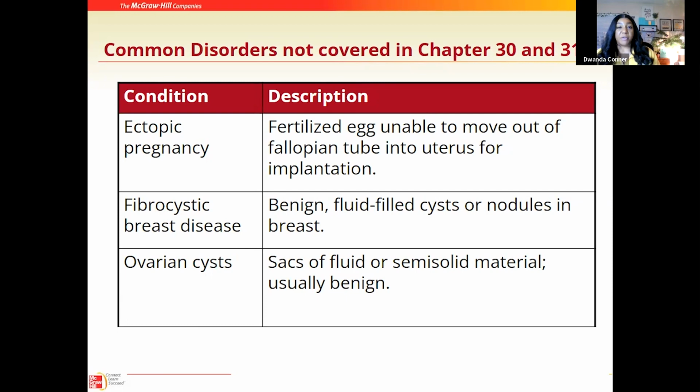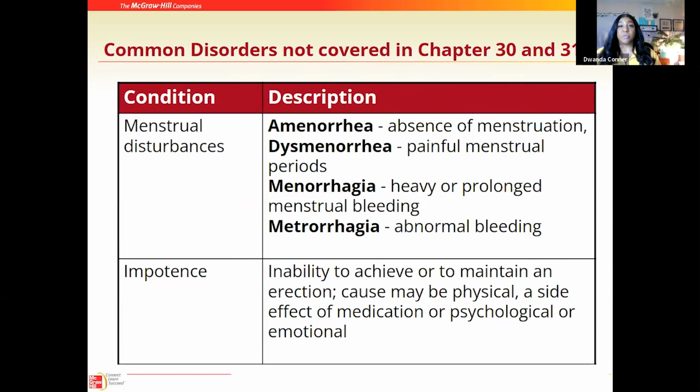Going down, we have ovarian cysts. Ovarian cysts are sacs of fluid, or they can be semi-solid material, and they're usually benign. Terms here that have to do with the menstrual cycle, we have amenorrhea, dysmenorrhea, menorrhagia, and metrorrhagia. Amenorrhea is the absence of menstruation, dysmenorrhea is painful menstruation, dys is painful. Menorrhagia, rhagia is heavy or prolonged, and metrorrhagia is abnormal bleeding. And then impotence. Impotence is the inability to achieve or maintain an erection.